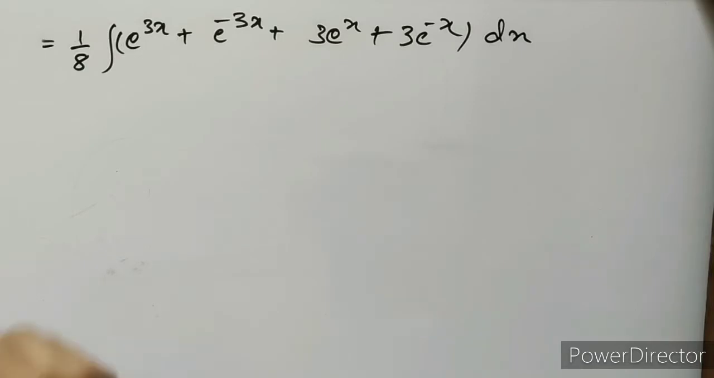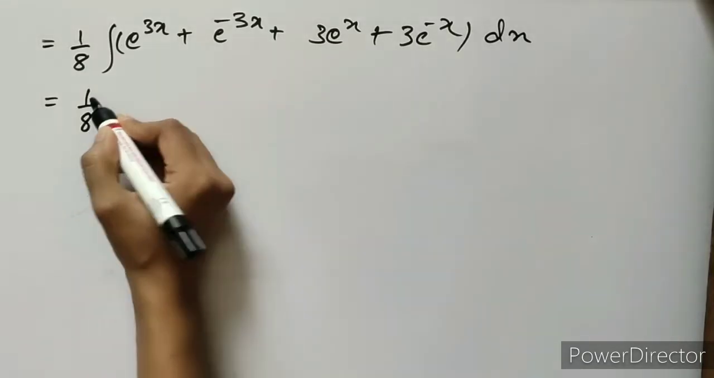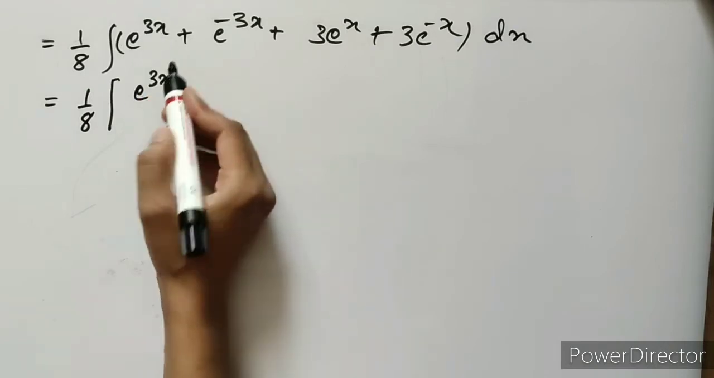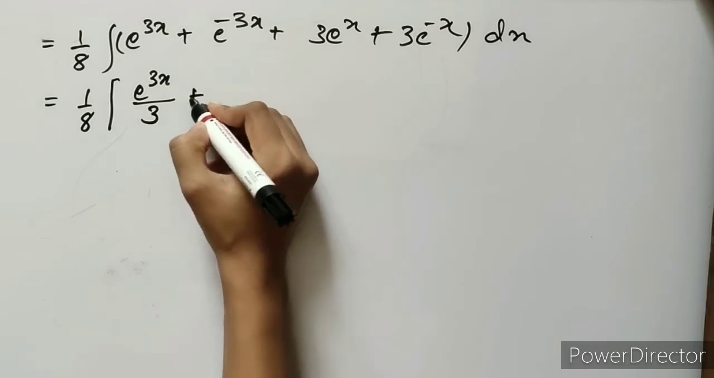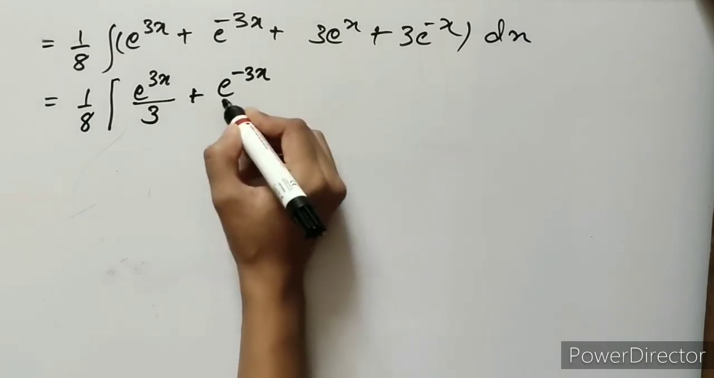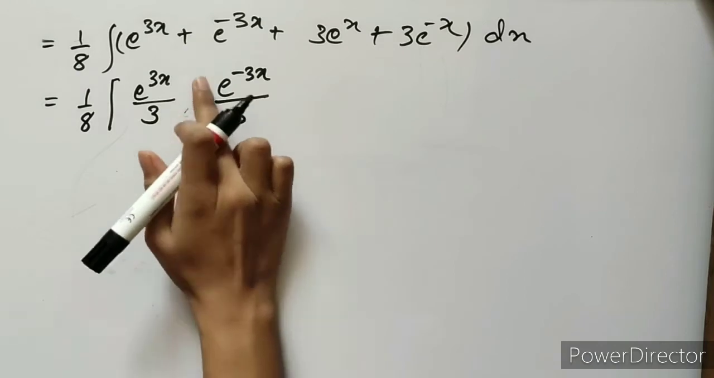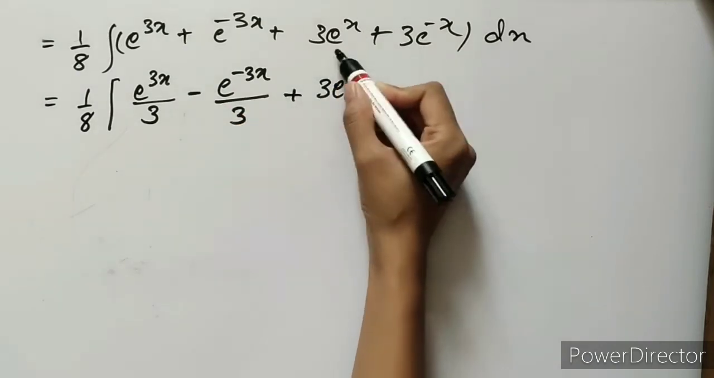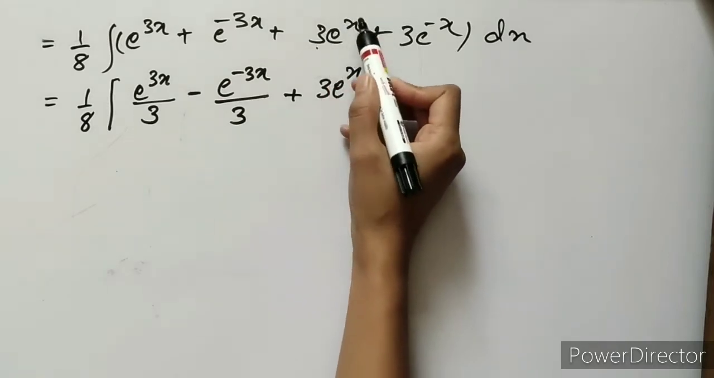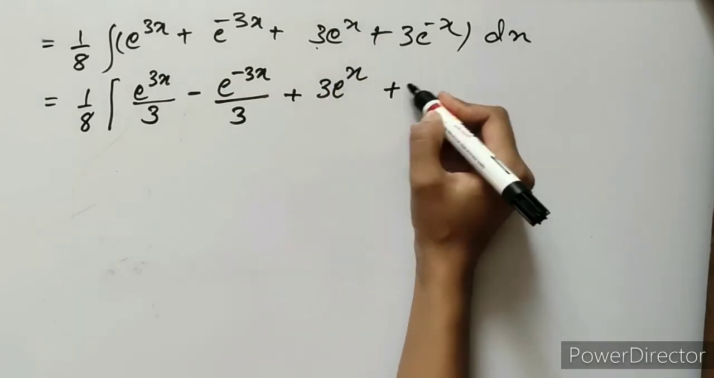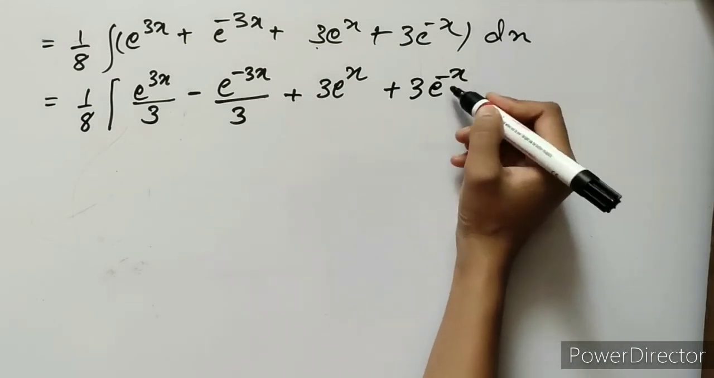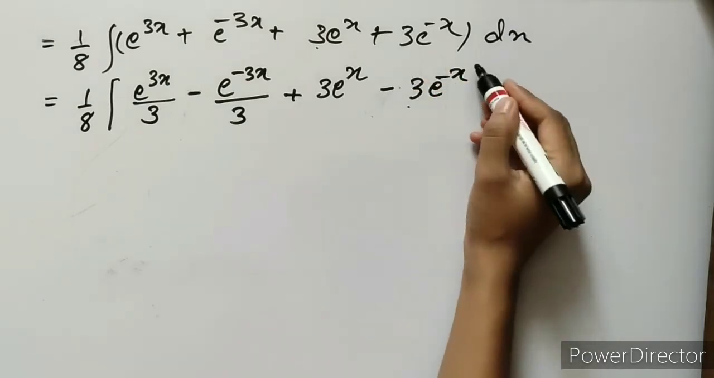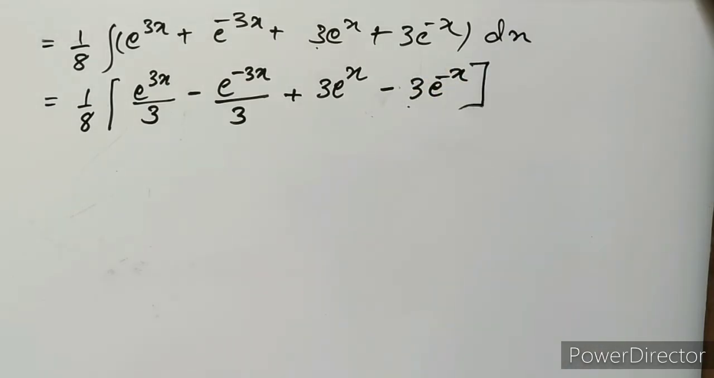The last step was this, so when we integrate this, it will be 1 by 8 and this will be e to the power 3x, and the multiple of 3 will go in the divide, and this will be e to the power minus 3x, and there will be minus 3, so here I will put minus plus. Then e to the power x will be as it is because 3 is a constant, and when we integrate this it will be as it is, then e to the power minus x, and minus 1 will go in the divide, so here it will be minus. So this is the integration.